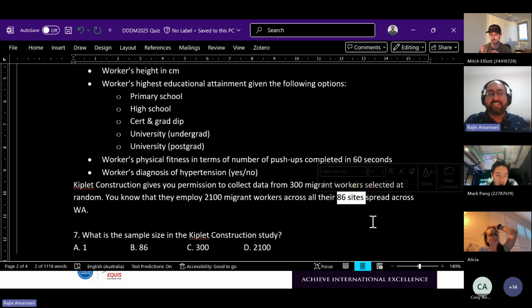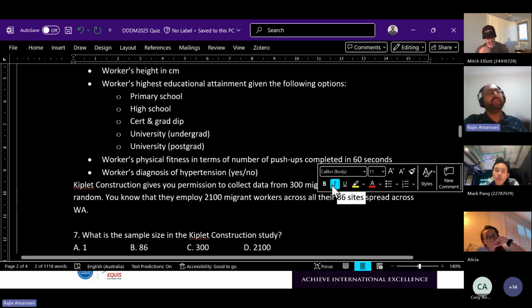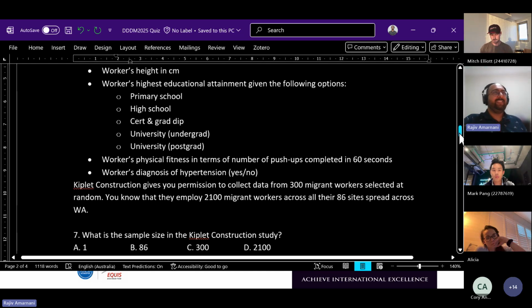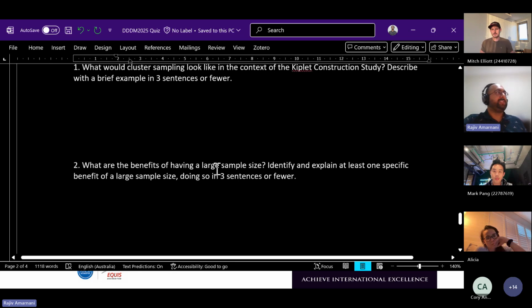people, you go, look, I've got 86 sites. Let me randomly pick 10 sites. And that's my kind of random sampling. Not exactly, but it's a close approximation. That is cluster sampling. You're going, let's pick a bunch of sites and then get all the workers from there, rather than let's get 300 workers scattered representing every single site, proportionally speaking. Yeah, so 1 sentence, simple answer.